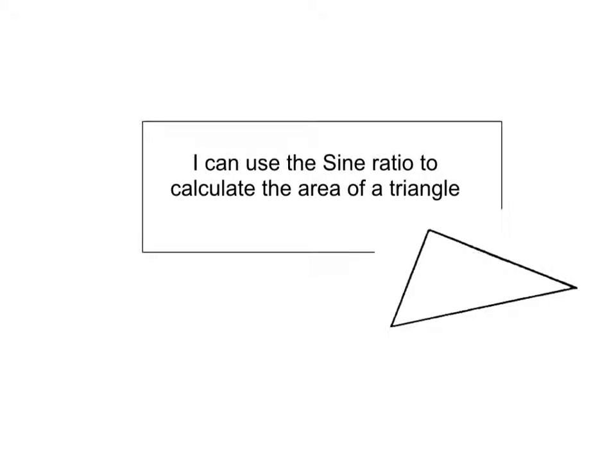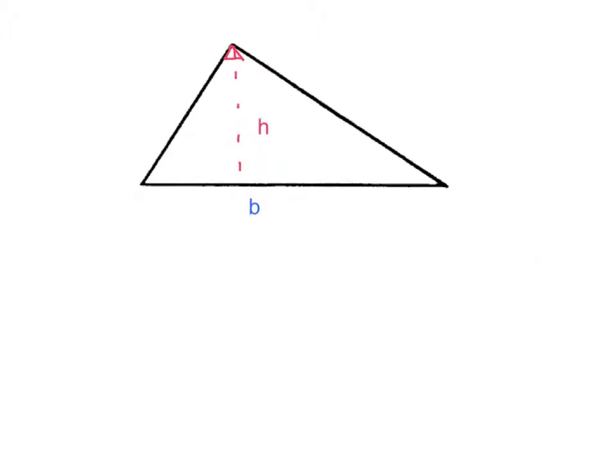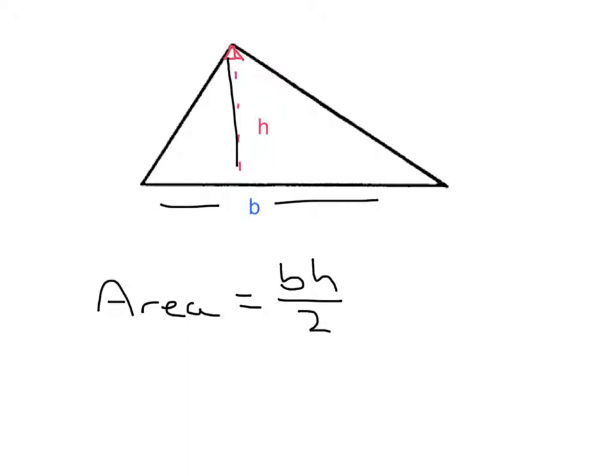In this video I'm going to show you how to use the sine ratio to calculate the area of a triangle. First I'll show you how it works and then I'll show you a formula which works every time. And we start off with our basic formula for finding the area of a triangle. So we know that the area is half of the base times the height of the triangle. So we can write that as BH over 2.